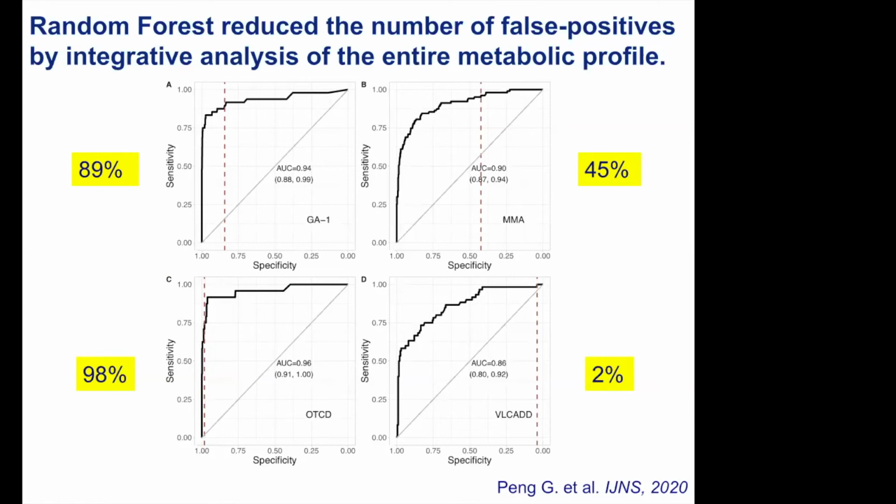Without altering the sensitivity of primary newborn screening, for each of the 4 disorders, RF was able to reduce the number of false positive cases, and that is the vertical dotted line in red, by 89% for GA1, 45% for MMA, 98% for OTCD, and by 2% for VLCAT. For each disease, the number in parentheses shows the 95% confidence interval of the area under the ROC curve.